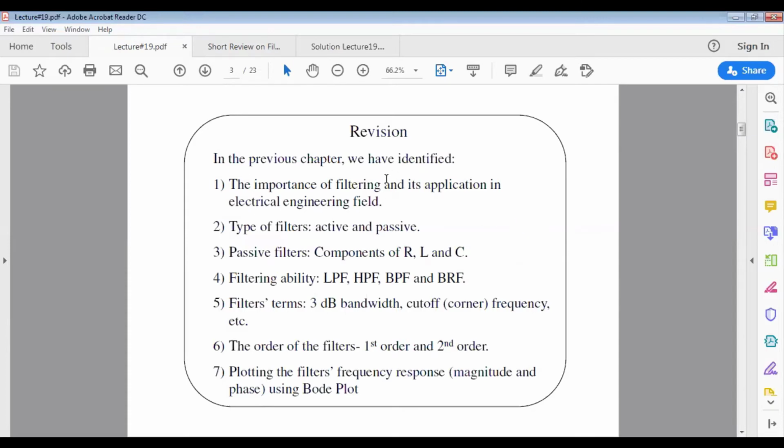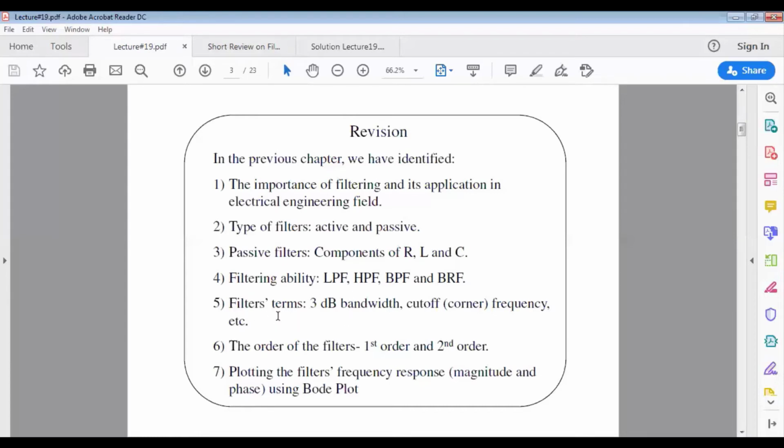Yeah. So we have learned about the importance of filtering. Number 2, we have also learned about the types of filters, which include the active and passive. As I mentioned, our syllabus will only go for the passive filters, which consist of an electrical circuit of R, L, and C components. Then we also learned about the low pass and high pass filtering ability. For the band pass filter and band reject filter, you can learn on your own in lecture 18. So we concentrate only on the low pass and high pass filters.